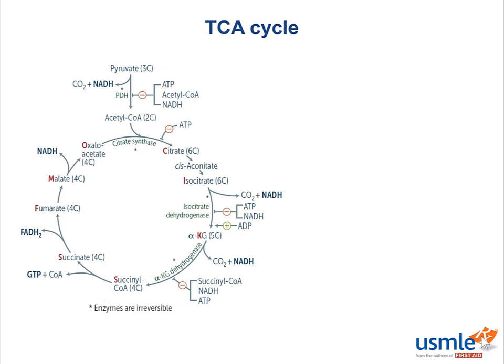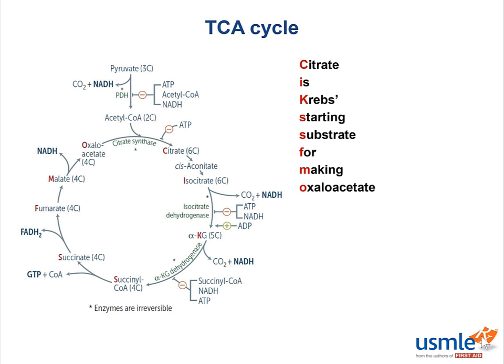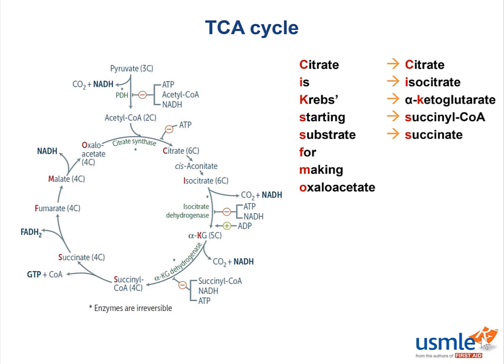Now, I know I haven't walked through all the steps with you, but there is a helpful mnemonic to help you remember the order. And it's: Citrate Is Krebs' Starting Substrate For Making Oxaloacetate. Citrate is for citrate produced from citrate synthase. The I in is represents isocitrate, which comes next. The K in Krebs should remind you of alpha-ketoglutarate. Next, the first S in starting should remind you of succinyl-CoA. The second S in substrate should remind you of succinate. F in for is for fumarate.